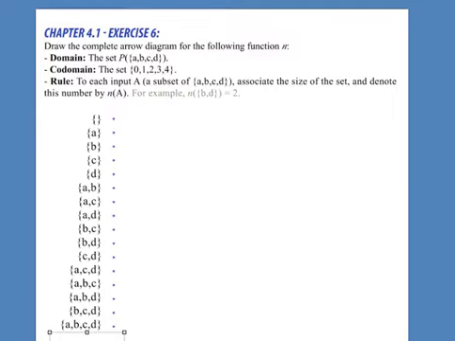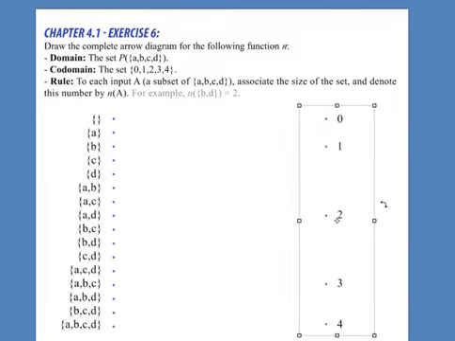This is a power set. And then the codomain is a set of 0, 1, 2, 3, and 4. There you go. So now that we have the diagram set up, now it's time to do the arrows.